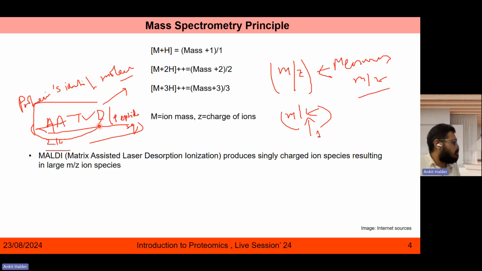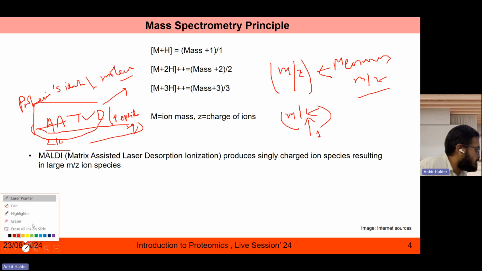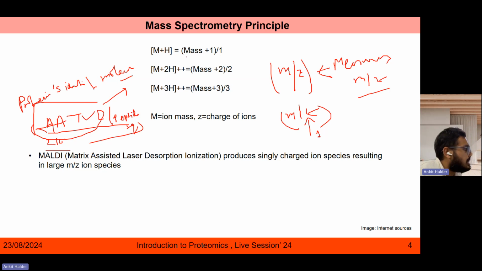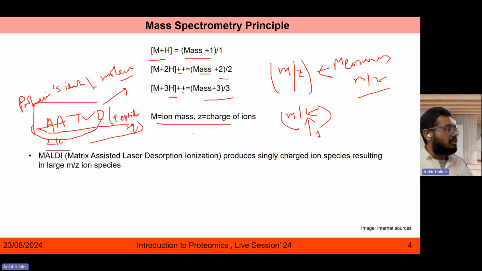Now, if you do this simple sum, you can understand that whatever the charge, when M plus H ion is there, it will be mass plus 1 divided by 1, M plus 2H will be mass plus 2 divided by 2. Because the mass of the H plus also gets added and then divided by the charge, which is 2. So M plus 3H, or mass per charge. So this is separated according to the ion mass and the charge of the ions.